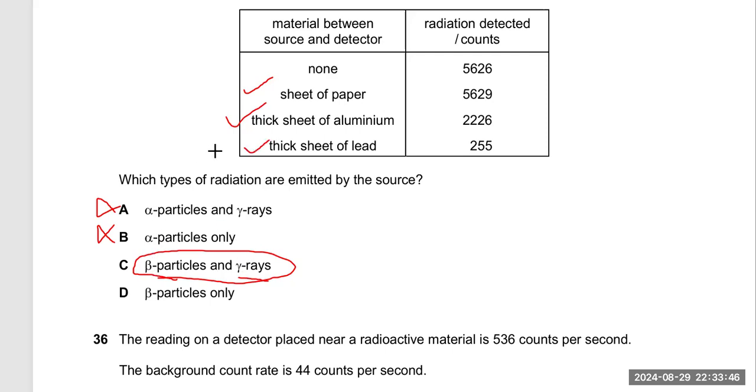Beta particles can pass through a sheet of paper and can be stopped by this one. That is why we are selecting beta particles here. Alpha particles cannot pass through the sheet of paper. They can be absorbed by the sheet of paper, and then the counter will show zero here. That is why alpha particle is not emitted by the source. So these are the main reasons, and your option will be C only.